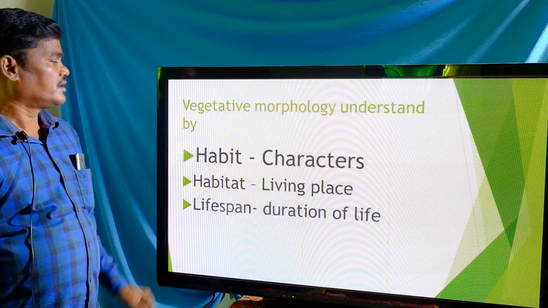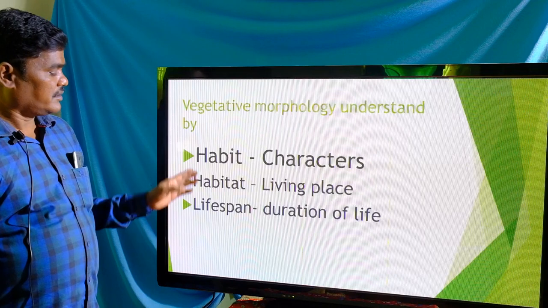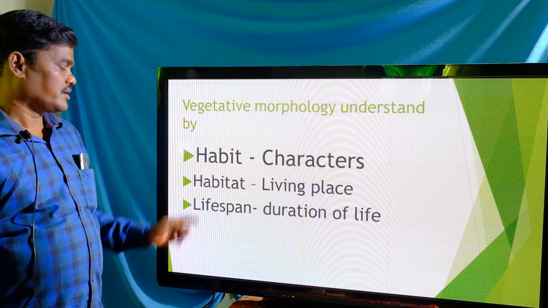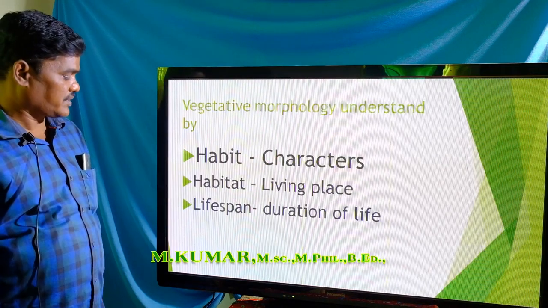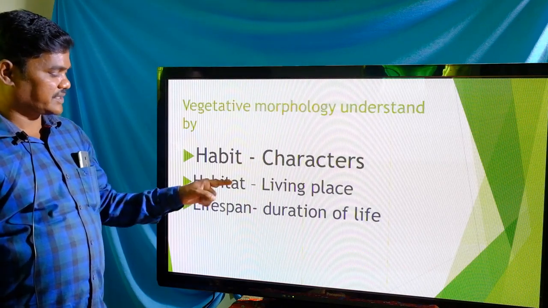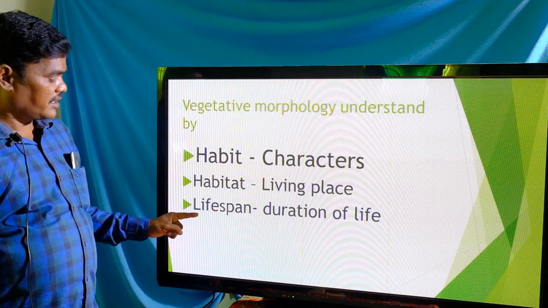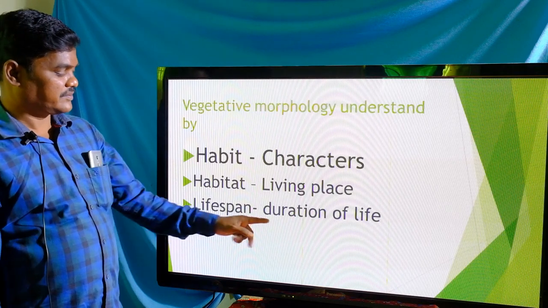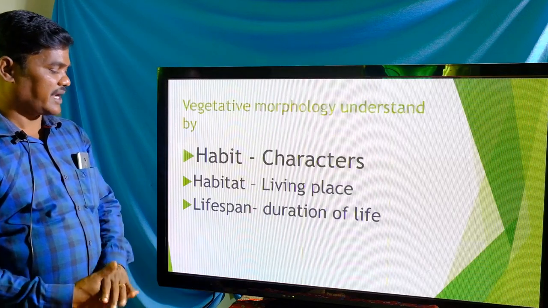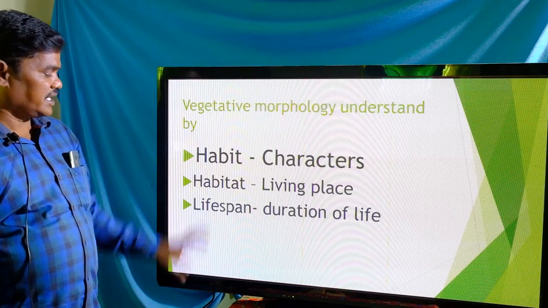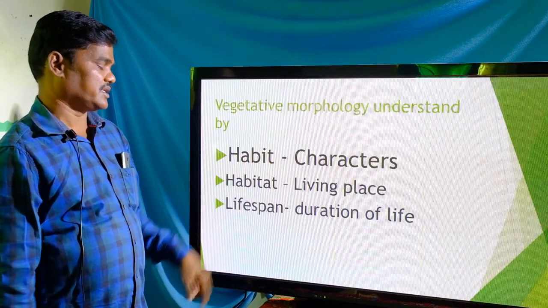Next, vegetative morphology is understood with the help of three categories. One is habit, which means characters. Second is habitat, the living place. Third is lifespan, meaning the duration of the plant, its lifetime, by which it is classified. With these three categories, we will analyze the vegetative morphology.